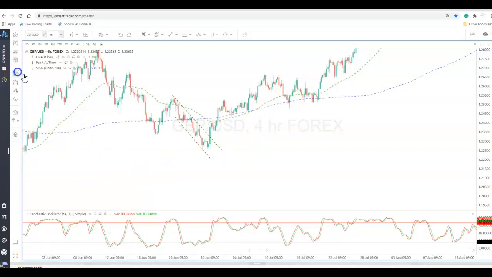So again, descending wedge, count the number of pips from the swing high to the swing low, close to 300 pips. Once price breaks the trend line, then you can calculate your target.